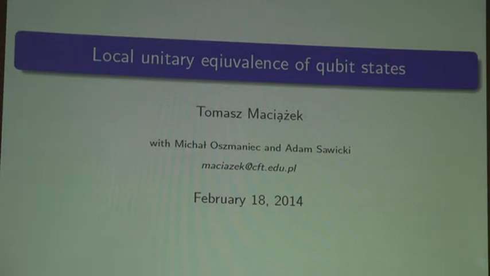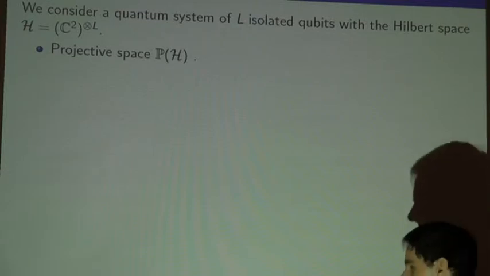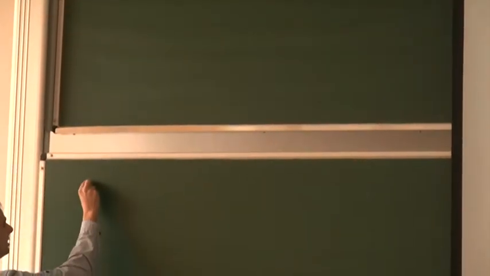So let's begin with some definitions. The system we consider is L isolated qubits, with the Hilbert space that is a tensor product of L copies of C2. The physical meaning has the projective space, which can be found if we normalize the vectors from the Hilbert space and neglect global phase.